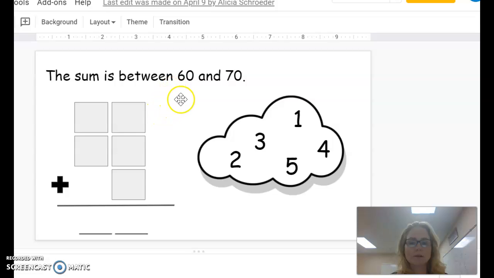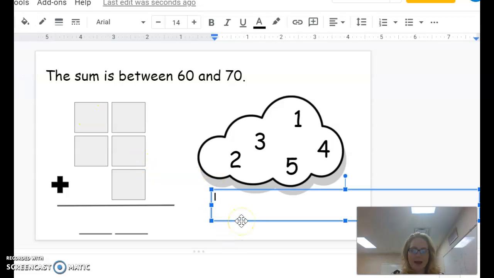So we could do 60. So we could have 61, 62, 63, 64, 65, 66, 67, 68, or 69. So those are our numbers.